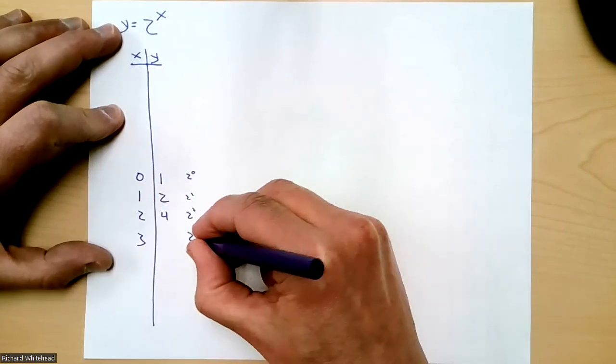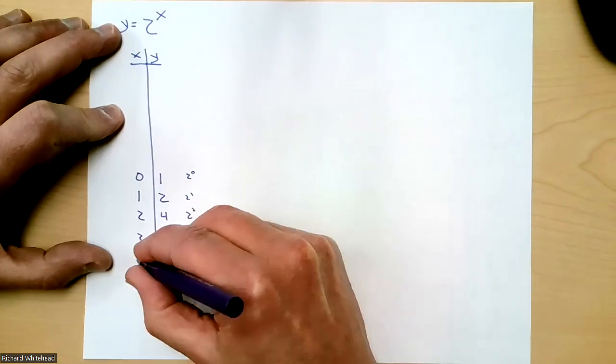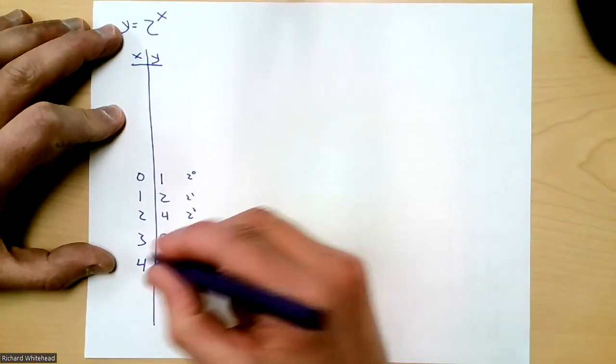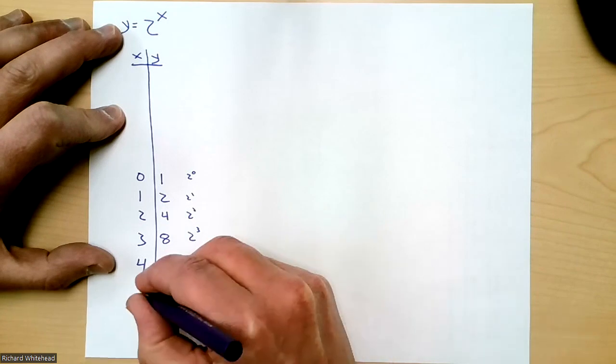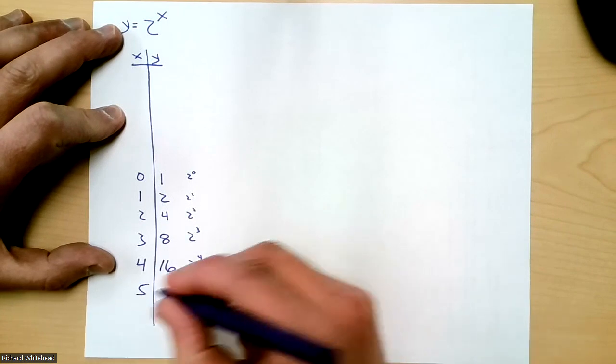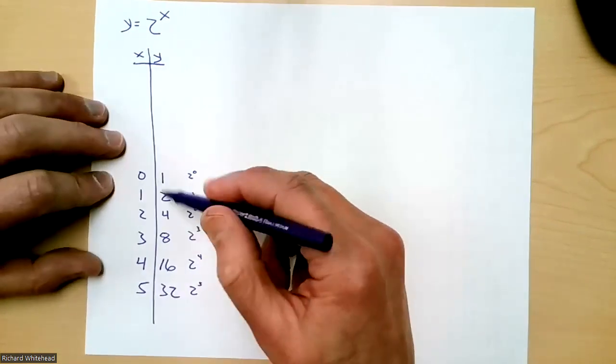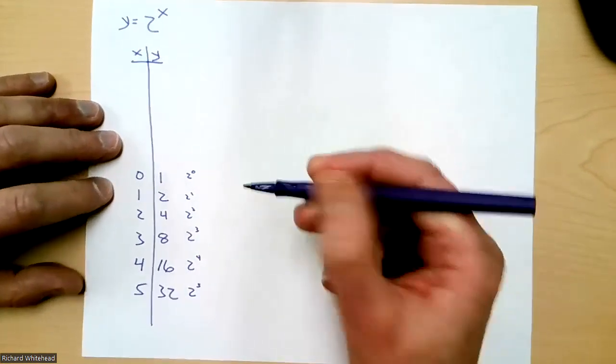If we plugged in a 3, 2 to the third is 8. If we plugged in a 4, 2 to the fourth is 16. We plugged in a 5, 2 to the fifth is 32. So you can see it's getting big really, really fast.